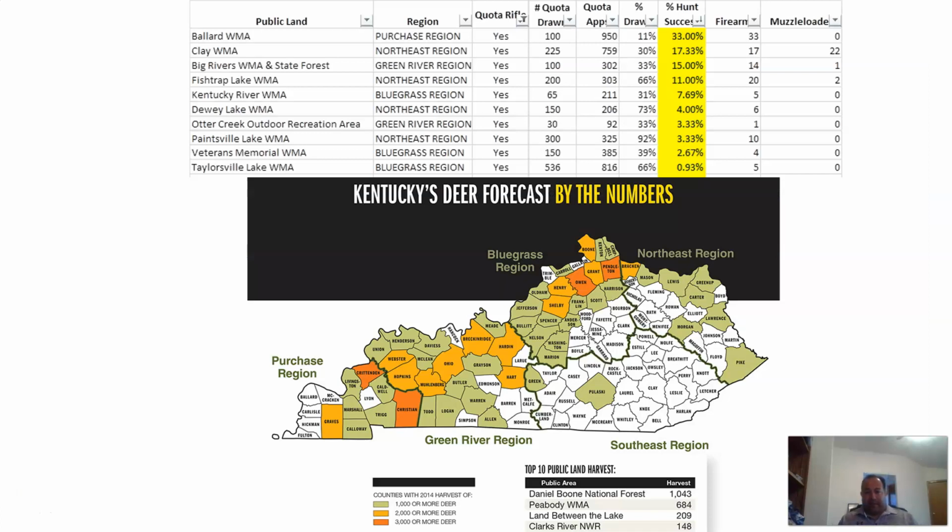Here's an example of Kentucky, and how Kentucky does their deer hunts, and how they have their public lands, and they have quotas. So they have a quota draw and a quota application, to where you can see, like, for this Ballard WMA at the top there were 950 people who applied, but only 100 people were able to go hunting in that area. And so that way we're going to limit use and really make sure that we're doing our best to not overrun these areas and not degrade the environment.